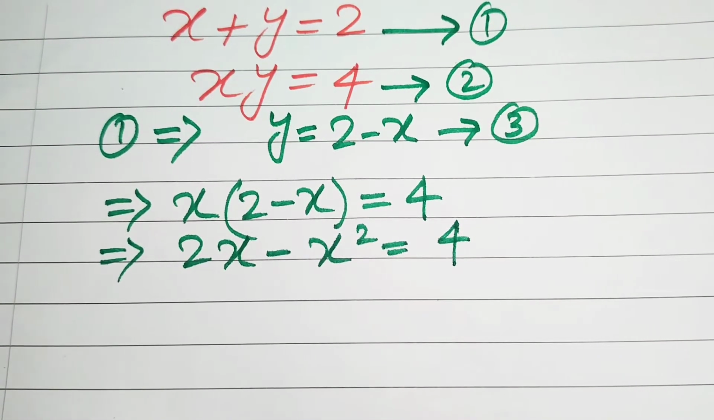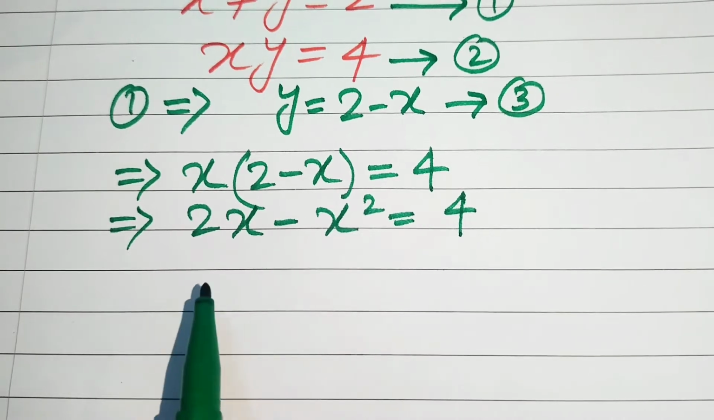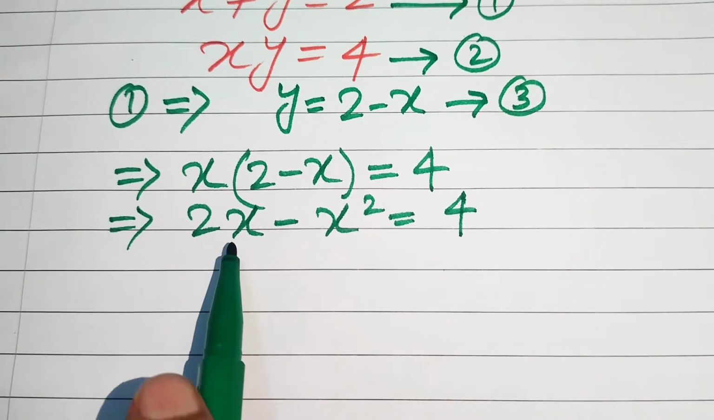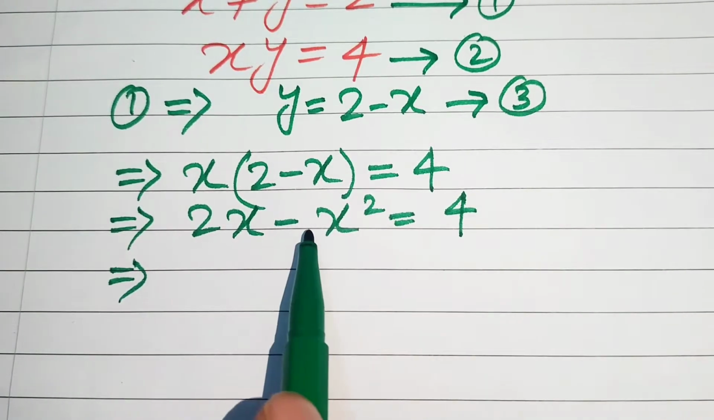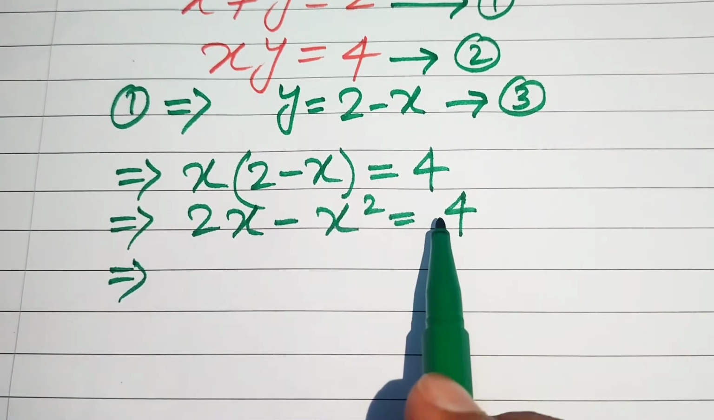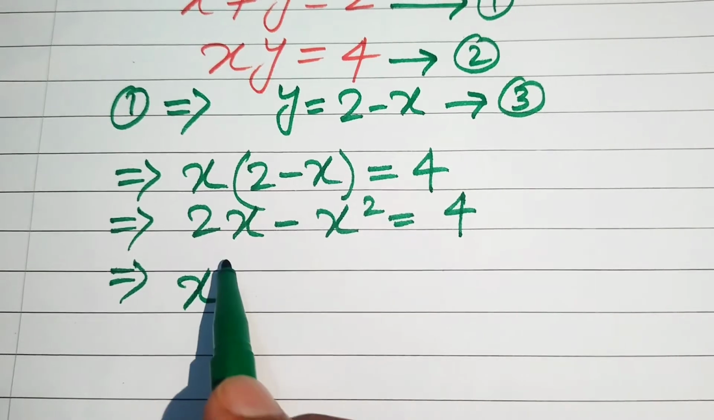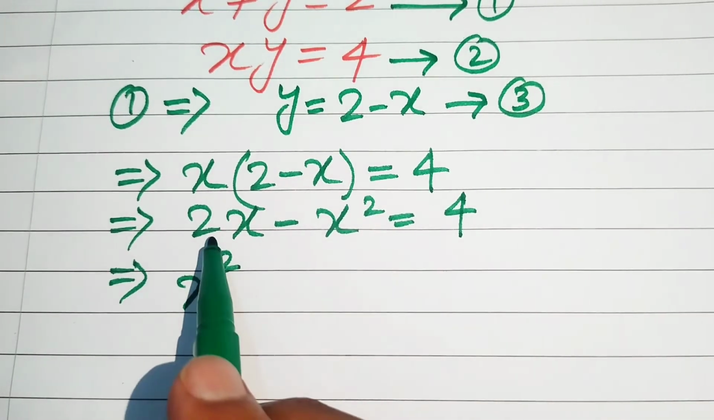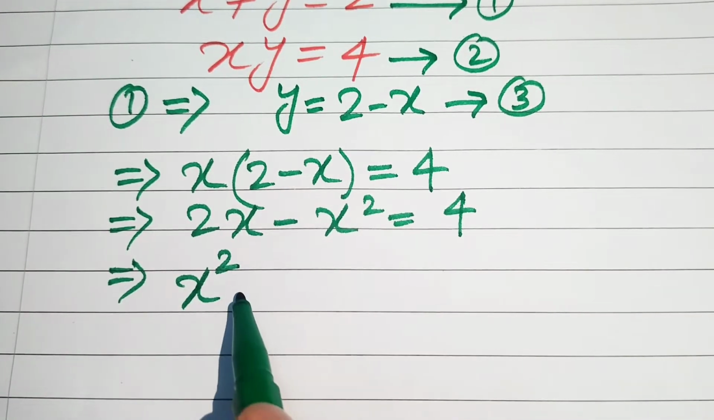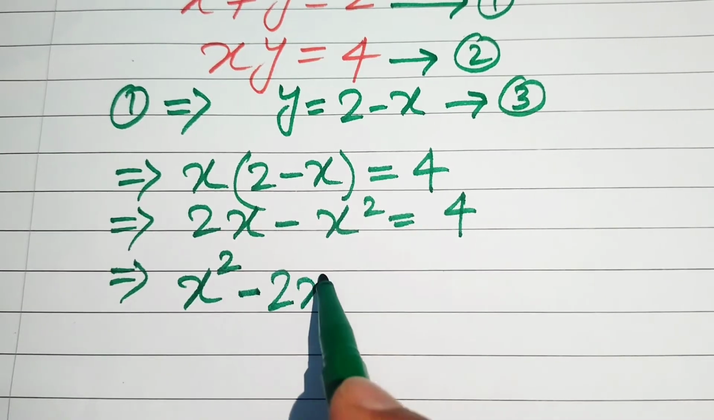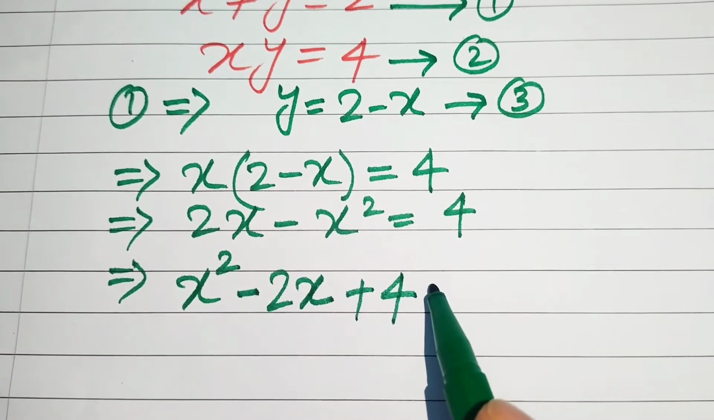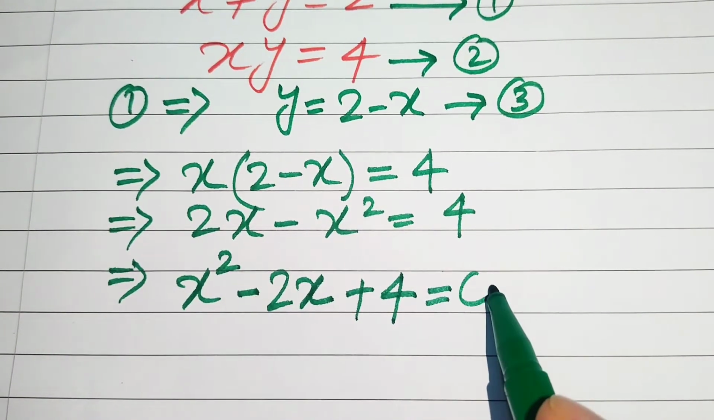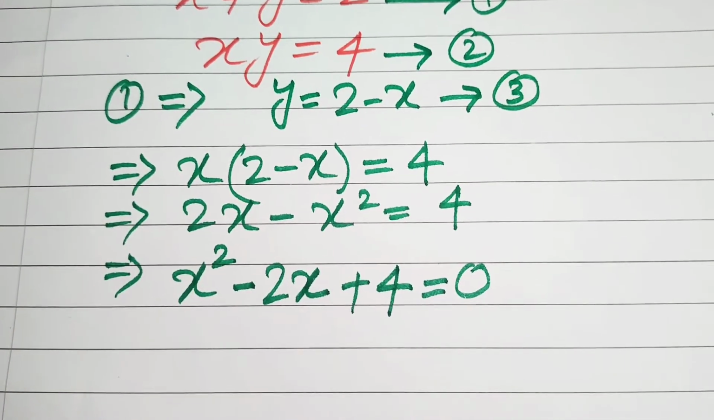Okay, so in the next step we rearrange all these terms so that we move these two terms to the right hand side. Here you see that this is minus x square. When we move to the right hand side, it becomes plus x square. This is positive 2x, and in the right hand side it becomes minus 2x, and here we already have 4 on the right hand side and it equals 0.